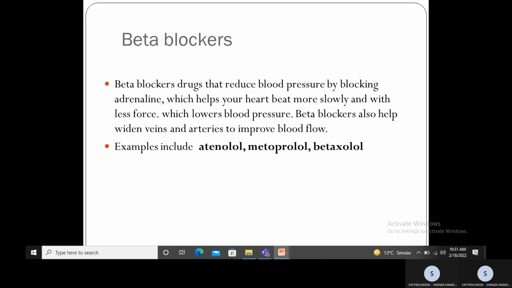After that, beta blockers. Beta blockers are drugs that reduce blood pressure by blocking adrenaline, which helps your heart beat more slowly and with less force, which lowers blood pressure. Beta blockers also help widen veins and arteries to improve blood flow. There are some examples of beta blockers: atenolol, metoprolol, betaxolol.